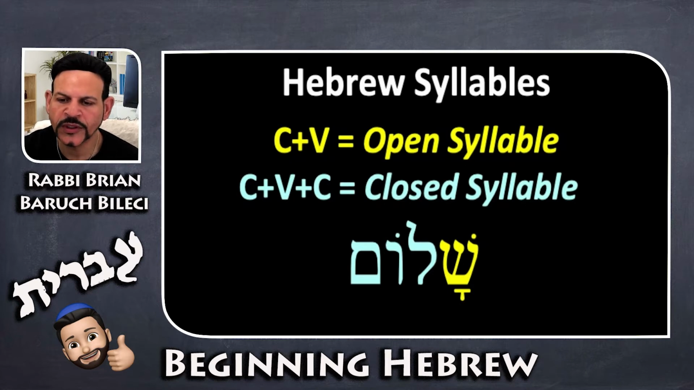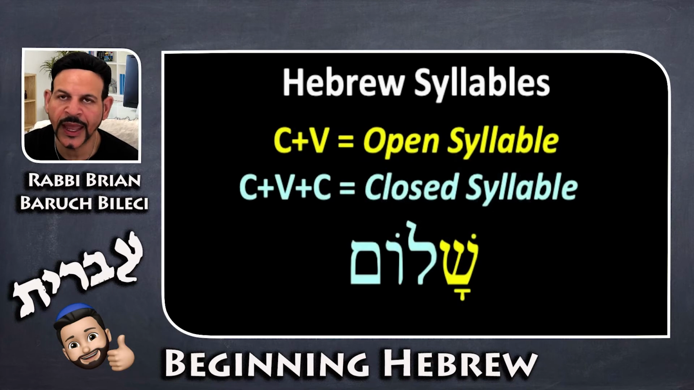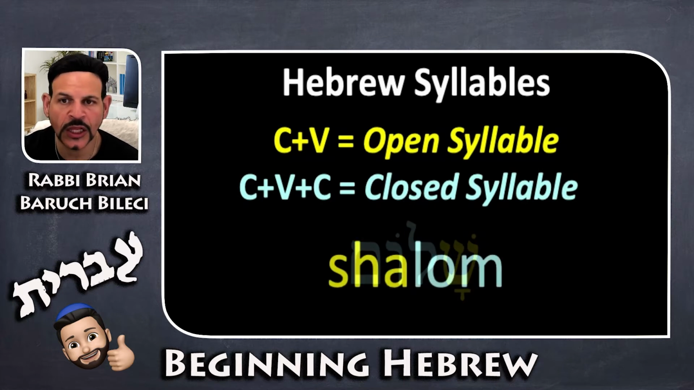Now remember, we talked about the vav with the dot on top. So we said that if there's a vav that is normally a V in English, has a dot on top, it is an O sound, right? So we see that that would be an L and an O, and then we have a special letter at the end for the M of shalom, the L-O-M of shalom. Sha being open, there in yellow, lom, closing the mouth, therefore it's a closed syllable.